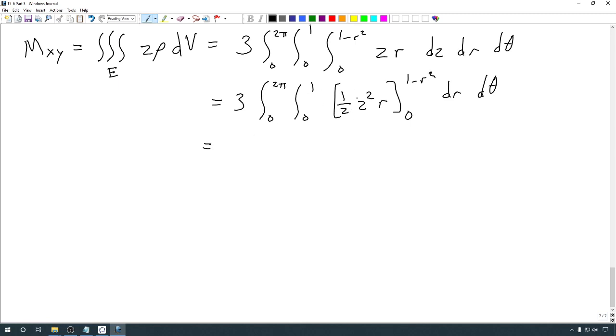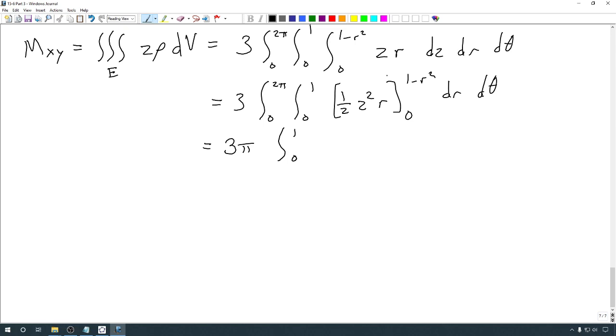I'm going to go ahead and pull out this 1/2. I'm going to pull it outside. So we have 3/2 outside. But also we can notice that we don't have any thetas on the inside. We're never going to end up with a theta on the inside. So actually we can take this integral from 0 to 2 pi and turn it into a 2 pi outside. So 3 times 2 pi times 1/2 is going to give me a 3 pi on the outside.